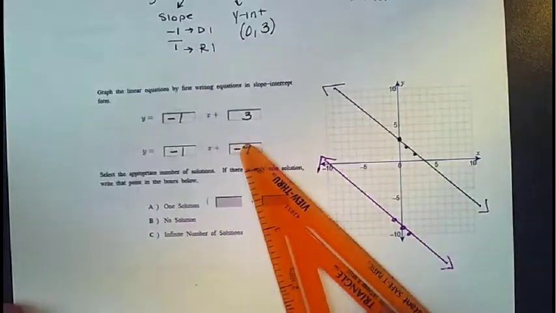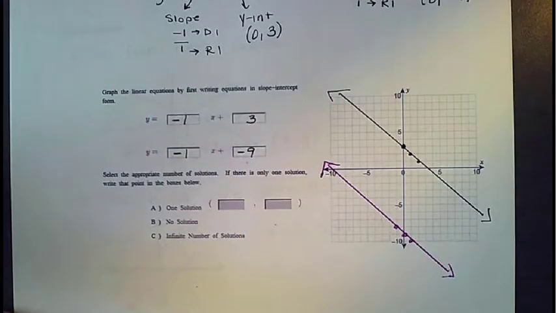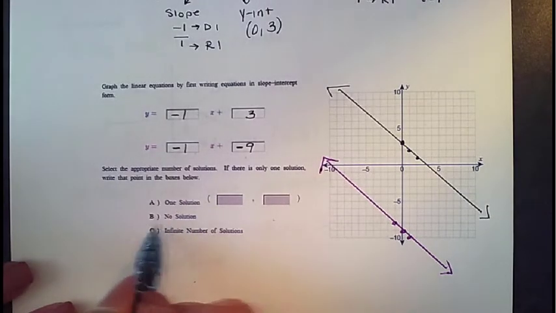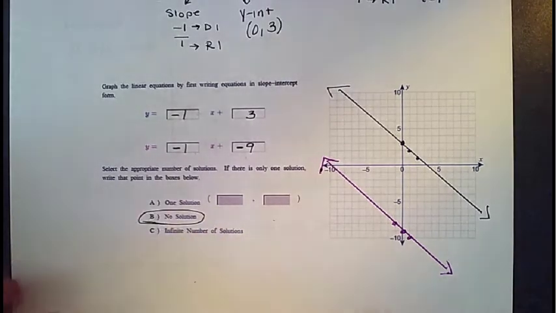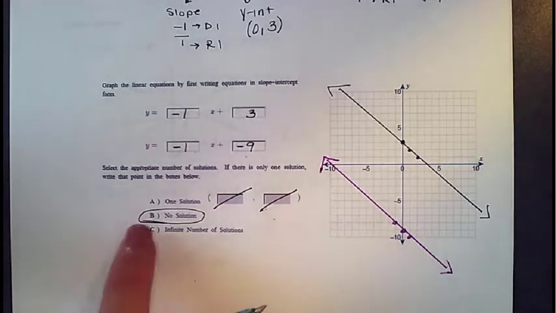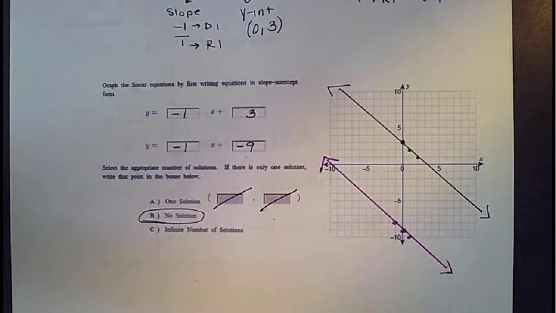And you'll notice that these 2 lines happen to be parallel. If you'll remember, one of our options was being parallel, and that is they have no solution because they never cross each other. And again, we don't need to put anything in those boxes because there is no point where these 2 lines touch each other. They actually are parallel and have no common points.